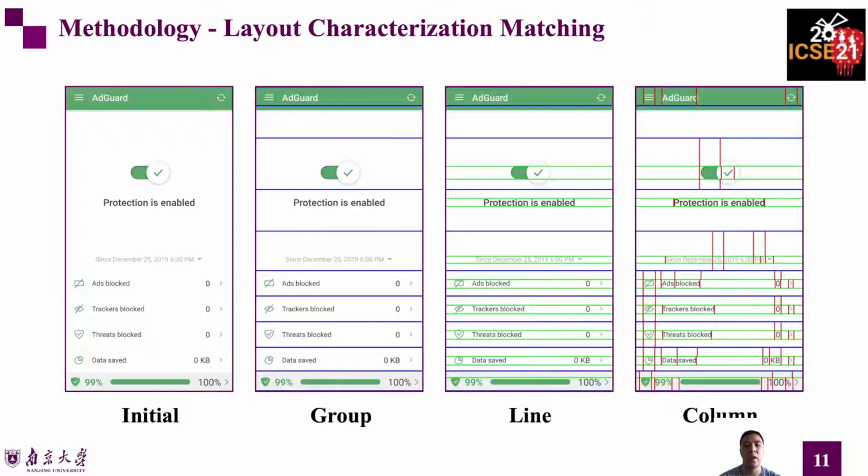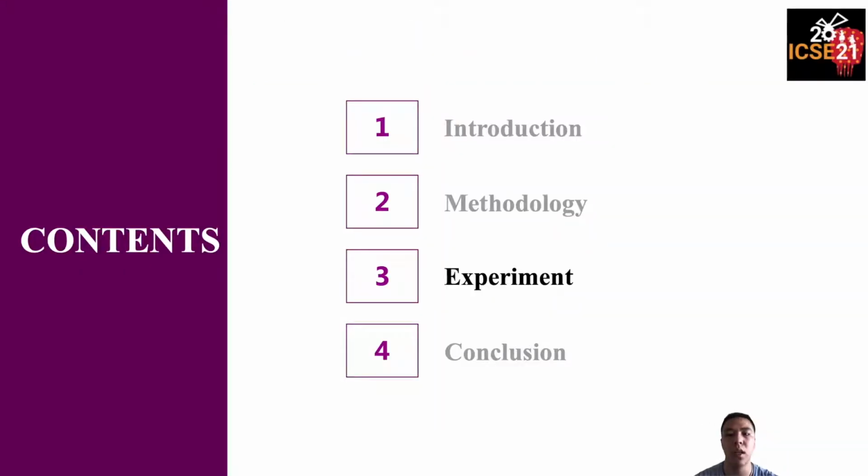Finally, in each line, we execute the column operation to segment each line into several columns vertically. Some subtle merging operations are also executed to remove noise layout. The results from the widget feature matching and the layout characterization matching are merged to determine the final target widget on the replay device.